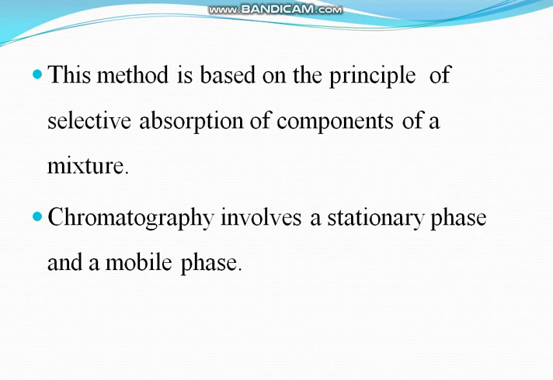Chromatography involves two phases. One is the stationary phase, another one is the mobile phase. Stationary phase means it's not moving. Mobile phase is moving. When we take two phases, one is the water, another one is the paper. The water is the moving phase, and the paper is the stationary phase.